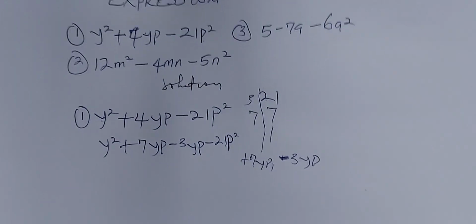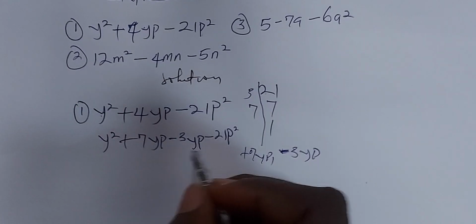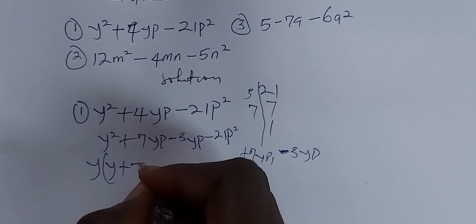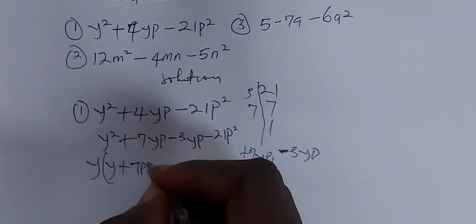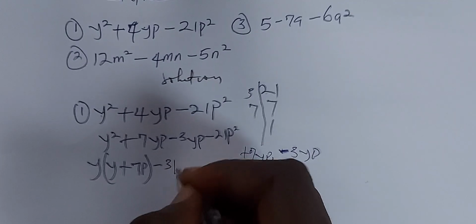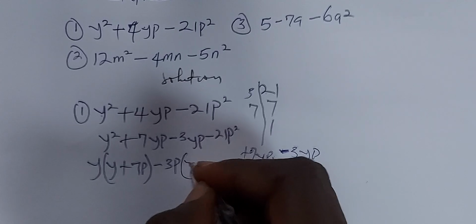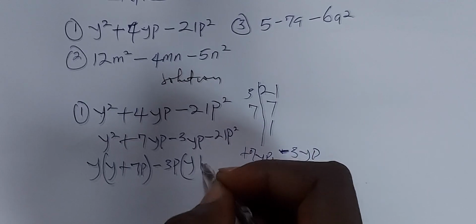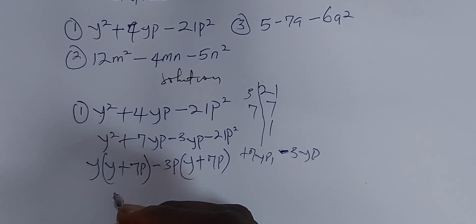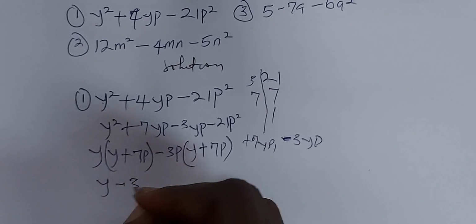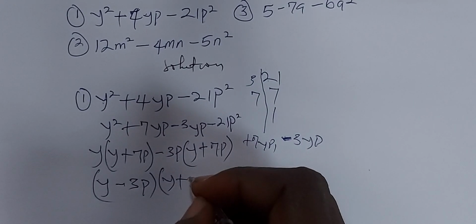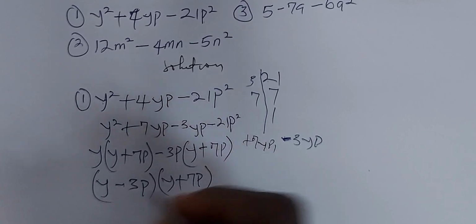So follow it like this. That is how you do it. You pair these two. What is common? We have y into y plus 7p. What is common in this one? We have minus 3p into y plus 7p. So the answer now is y minus 3p in bracket, and you write one of the brackets, y plus 7p. So that is the answer.